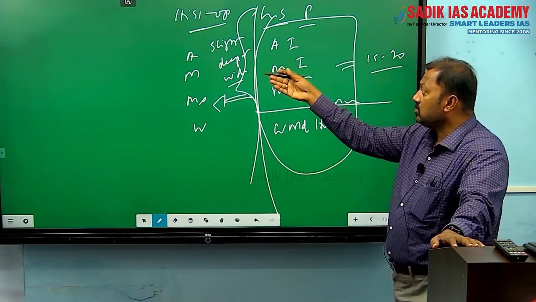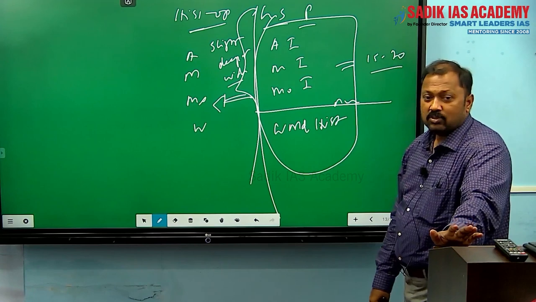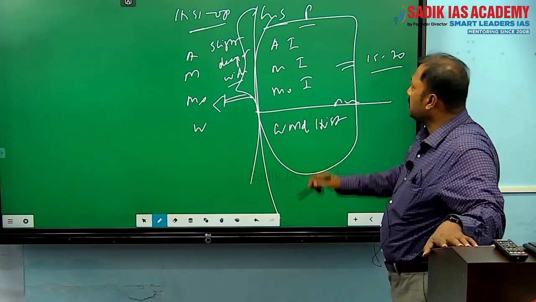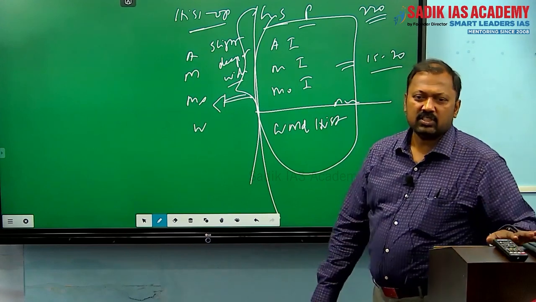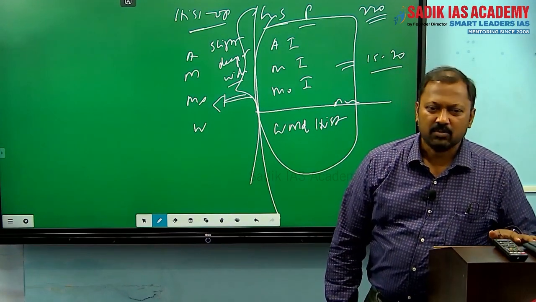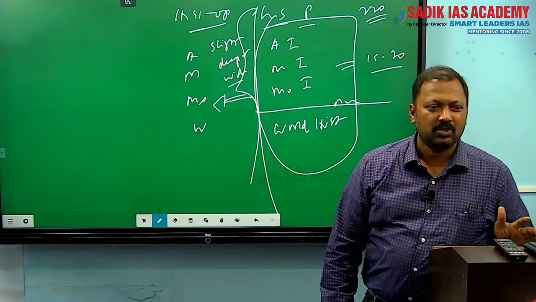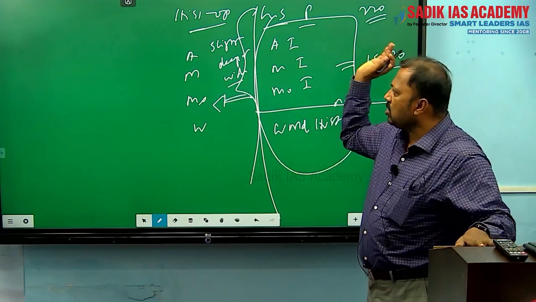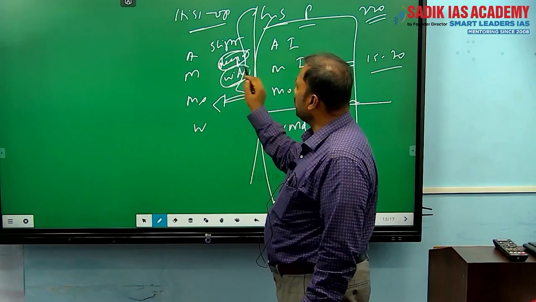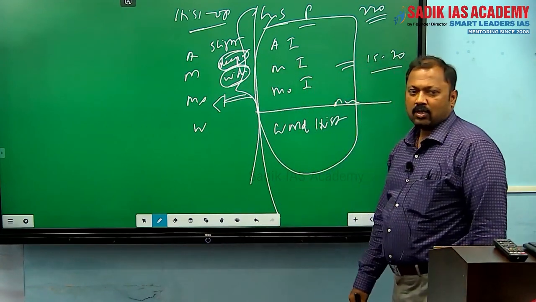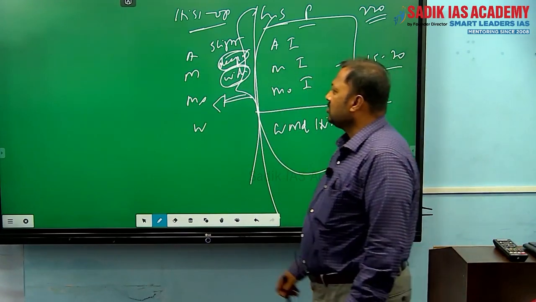A GS student with history optional can get 220 marks in history optional even without studying the optional, just with GS history knowledge, attempting any history question. 200, 220, anybody can get. For the rest of the 100 marks, to increase only, you have to slightly go deeper and slightly go wider. Okay, so this is one.